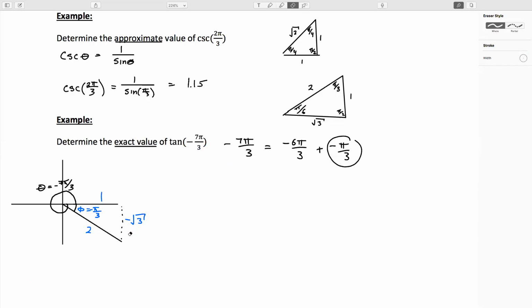I could make a triangle twice as big, and it will have twice as big of an x value, and twice as big of a y value, and twice as big of an r value. But when I divide x over y, or y over r, those multiples of 2 are just going to cancel out, so it doesn't matter. You can just slap the special triangle right onto the unit circle.